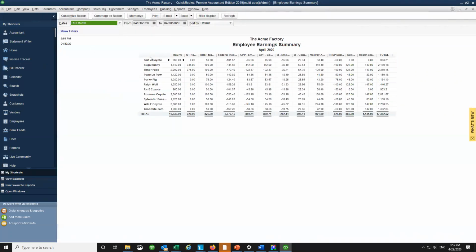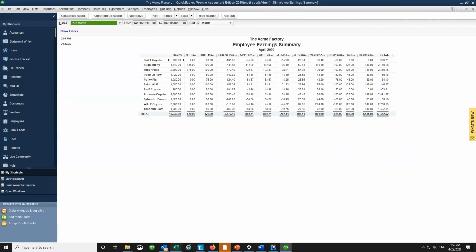Now, oh, look at this. Okay. So we have 3, 6, 9, yeah, 11 employees, all in a nice condensed little area. Now, what kind of information does it give me? It gives me what their hourly pay was for the period. It gives me their overtime pay. It gives me their RSP matching, so that's how much money the employer paid in matching. It gives me their deductions for federal, CPP, EI, the employer's portion, vacation pay, RSP deductions, dental, health, and other taxable benefits that would be applied. So this is an ideal report to do it.